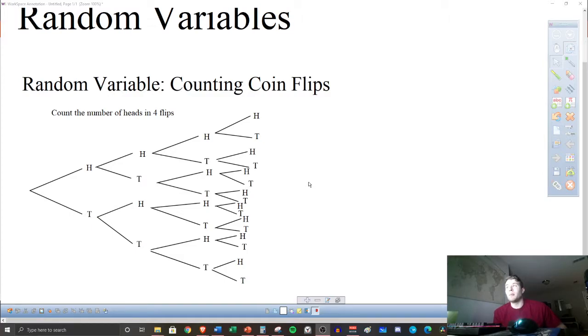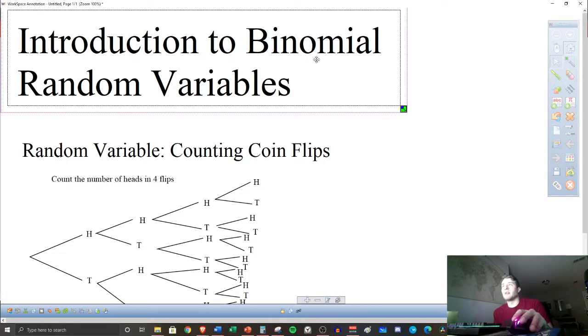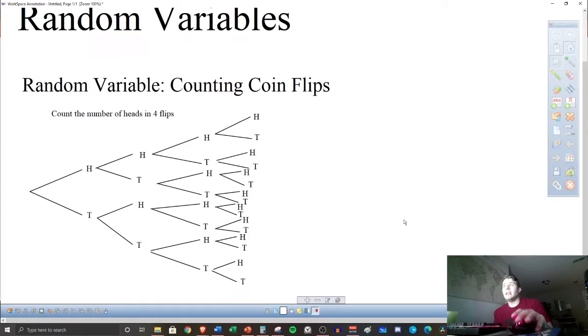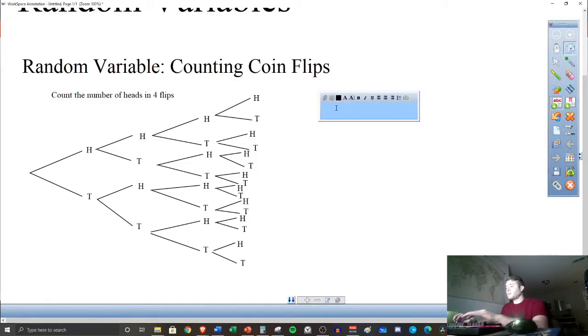But we're really focused on this. We want to talk about this idea of a binomial random variable. Why is this binomial? Well, it is binomial because, let's introduce the idea of binomial. In our notes, we're going to write that down, and we're going to put some bullet points.